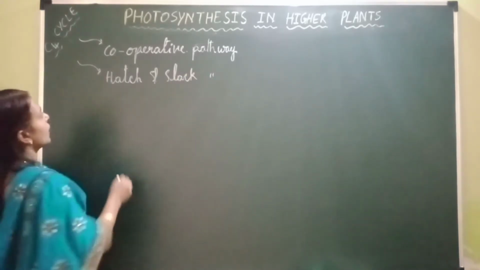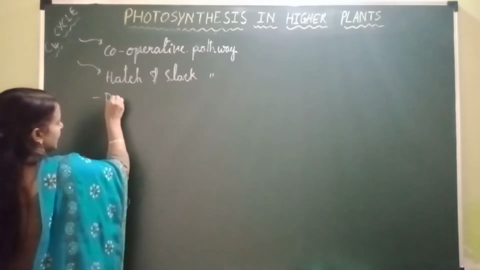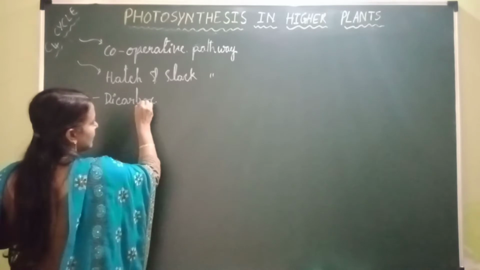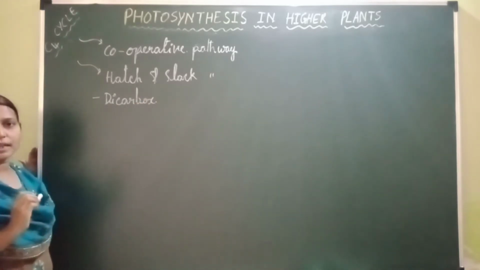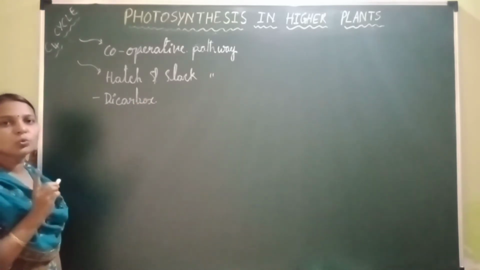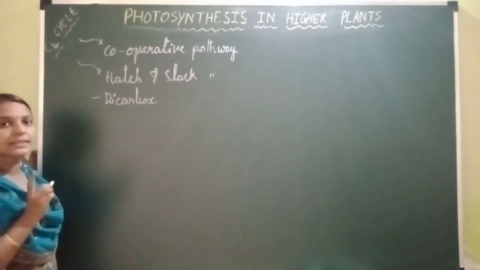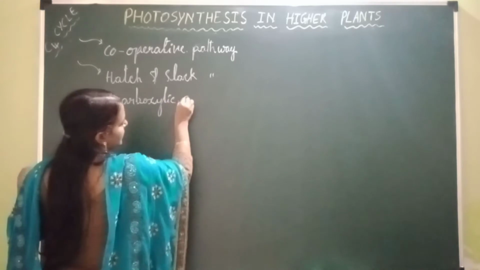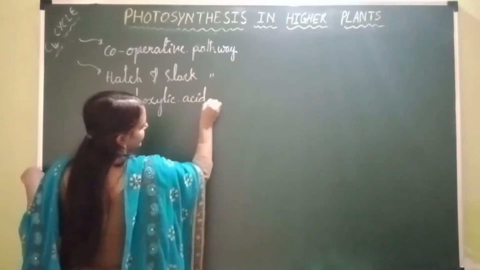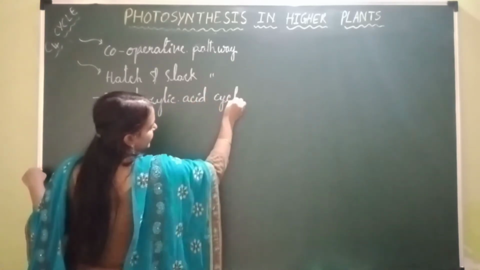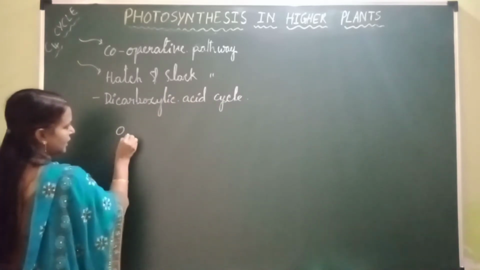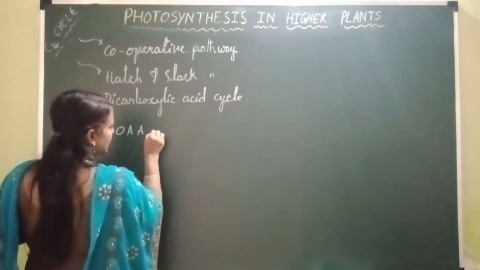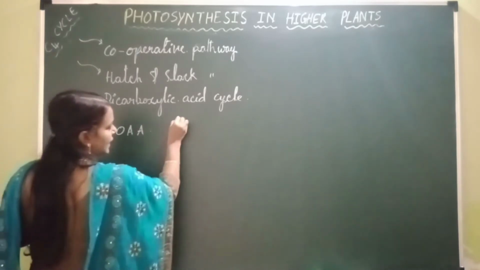And it is also called the dicarboxylic acid cycle, because the first carbon dioxide fixation product is oxaloacetic acid, which consists of two acid groups in it. Hence it is called the dicarboxylic acid cycle, as the first carbon dioxide fixation product, that is OAA, has two carboxylic acid groups.